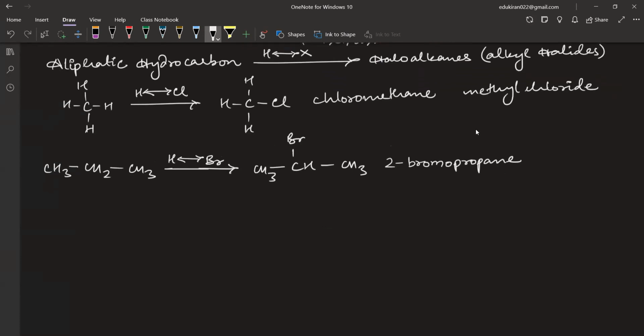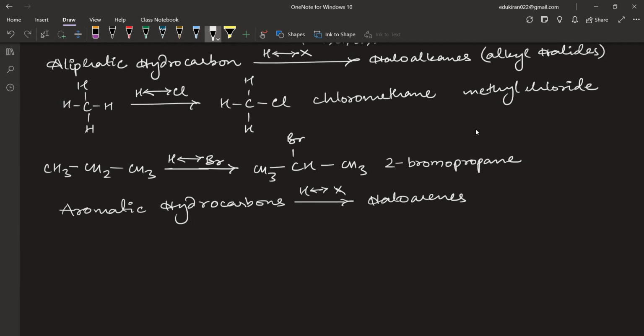Now, when will you get haloarenes? Whenever you have aromatic hydrocarbons, and you exchange one hydrogen with a halogen, you get haloarene. We also call this aryl halide. For example, our benzene ring has the formula C6H6. So each carbon atom has one hydrogen attached to it.